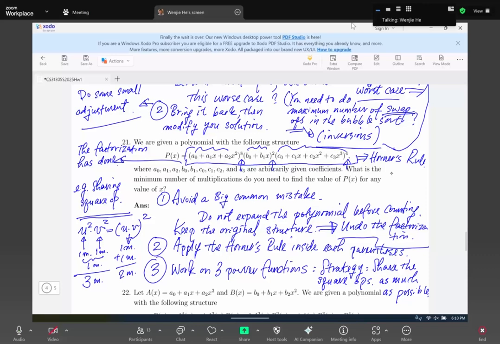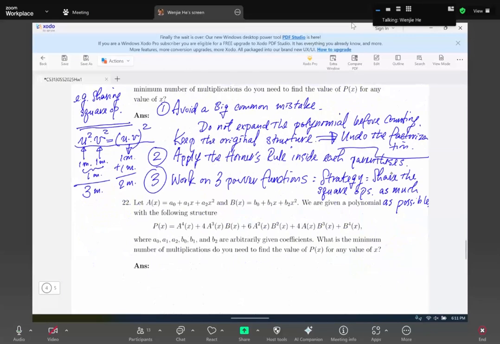Our situation here is more complicated than the simple case, but you just try to work based on this direction. How do you maximize square sharing? After you follow these 3 steps, you can find the best solution. So that's this question.